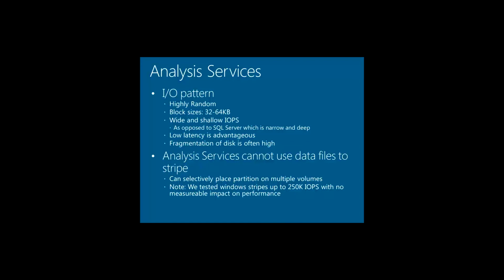Low latency is very advantageous because you're completely servicing the IO end-to-end, and fragmentation on the disk is often high because you're recreating files very frequently as you rebuild cubes. Analysis Services doesn't use the data files to stripe. You can have striped storage volumes, but the files themselves don't internally stripe.